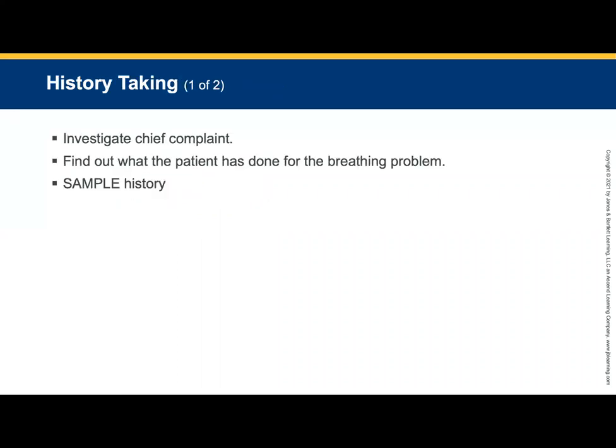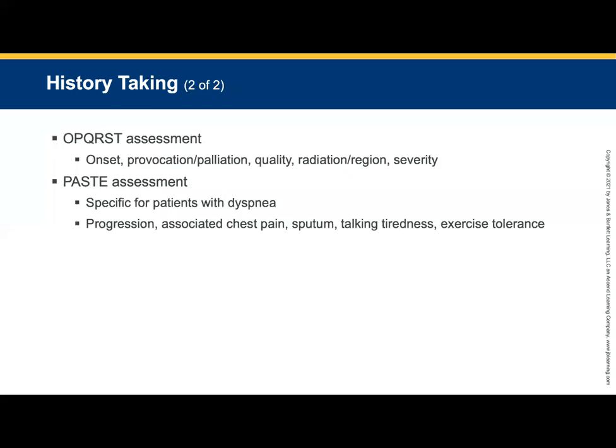So history: investigate what's going on. Why is the patient having problems? What has the patient done for the breathing problems? What is different for them to call you now? With patients in respiratory distress, always do a SAMPLE history, and that can be collected from the bystanders or the family, if they're present. If not, we're going to have to get that from the patient themselves. The OPQRST can be used to assess pain and gather information about the breathing problems.